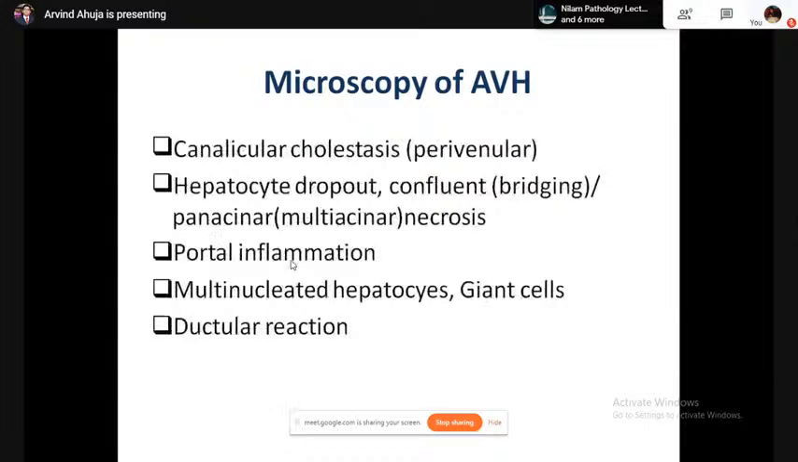You can find canalicular cholestasis, especially in the perivenular region when you are dealing with the cholestatic variant, and you can also see hepatocyte dropout. Confluent or multi-acinar necrosis can also be there, and portal inflammation is present in many of the cases, similar to chronic hepatitis. You can also see multinucleated hepatocytes or giant cells, and in some cases there is ductular reaction also.